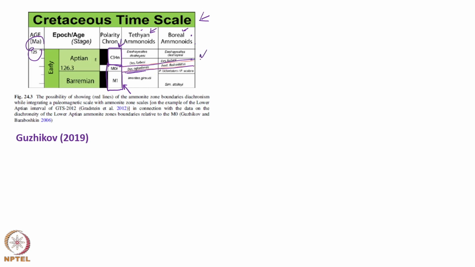So, linking a diachronous relationship with the absolute time scale, putting them side by side and bringing a magnetostratigraphic scale in between may not be satisfactory, and for that reason one needs to keep on doing research in stratigraphic scales fine tuning.